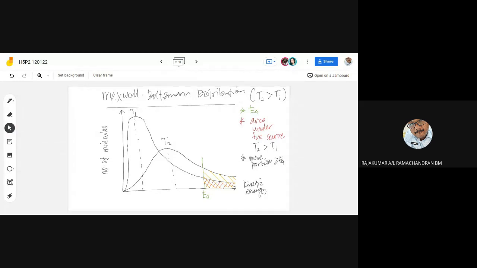So more particles will have energy equal to or greater than activation energy. That means if there are more particles, then you know. If there are more particles already, that means the probability of effective collision will increase.